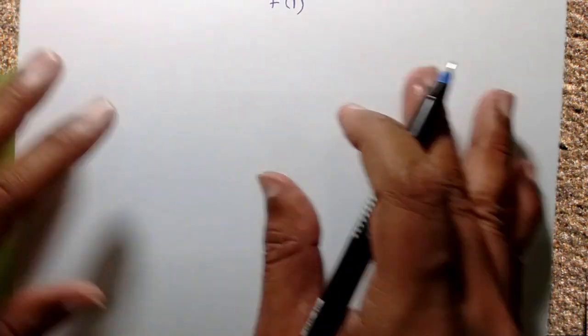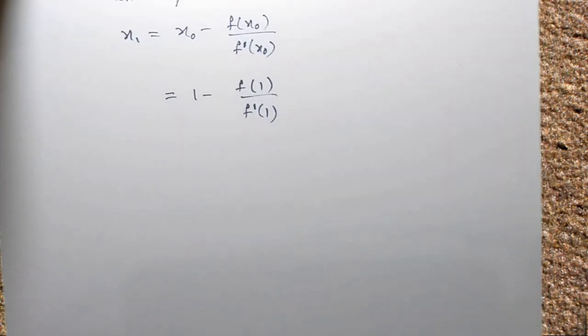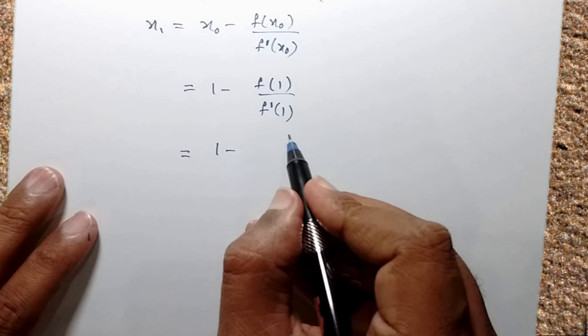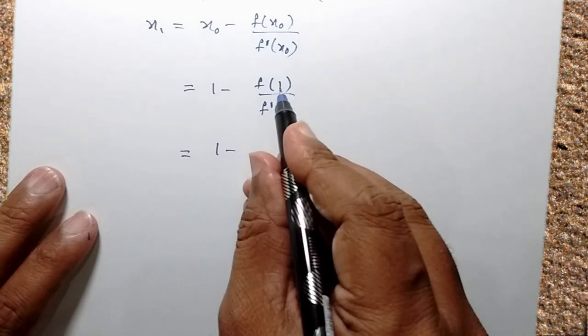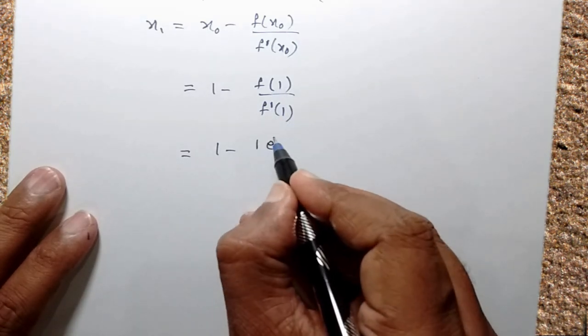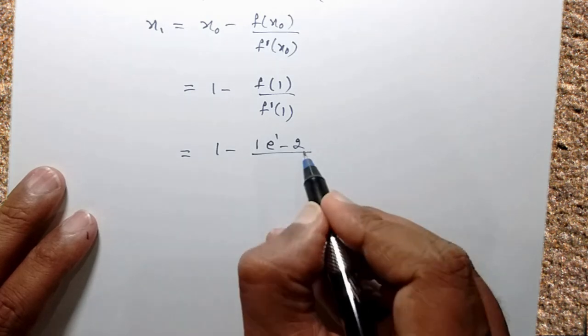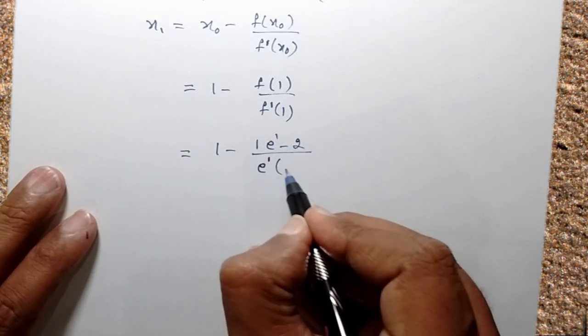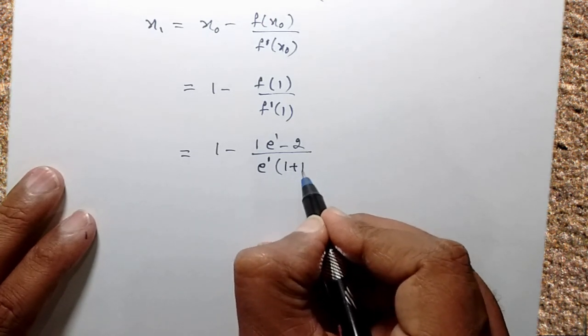So you have the f of x value, you can just plug in the values of f of x and f dash of x. f of x is x e power of x. So the x value over here is 1. So 1 into e power of 1 minus 2, divided by f dash, which will be e power of x into x plus 1. So e power of 1 into 1 plus 1. So just use this expression.